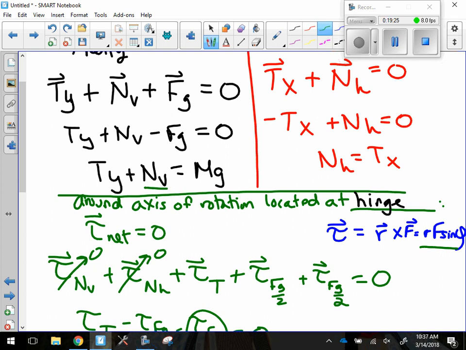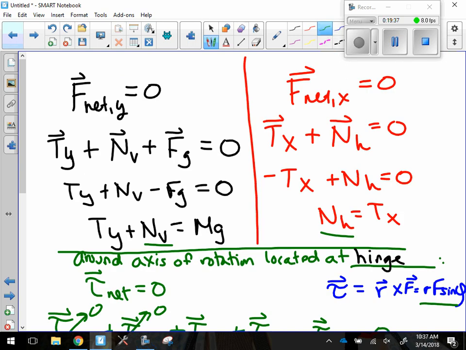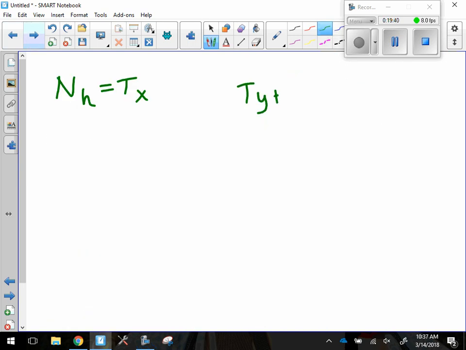Okay, so now I need to go back and solve for NH and NV. So let's write those again on another sheet. So I've got NH is equal to TX and TY plus NV is equal to MG. So NH is going to be the easiest, because how do I write TX?